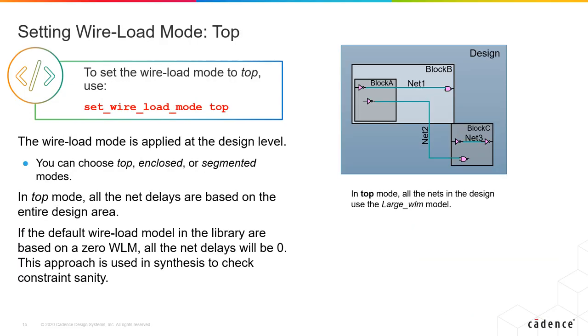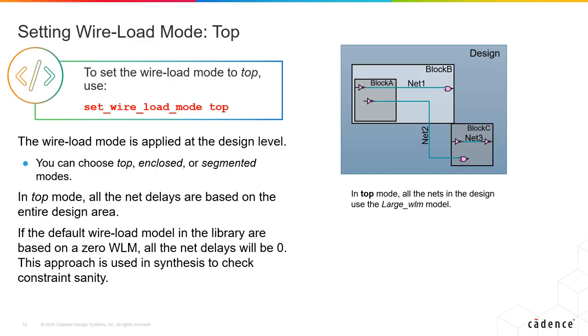Wireload modes determine how the net delay calculation happens. In the case of the top mode, all the net delays in the entire design use the top model. In the case where you have a wireload model that is considered as large, and if it encompasses the entire area of the design, then the STA tool uses large to calculate the net delays throughout the design.